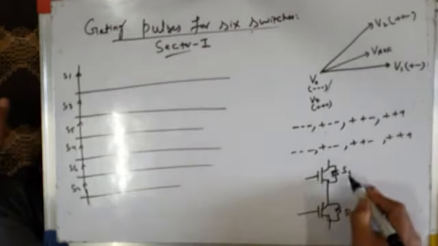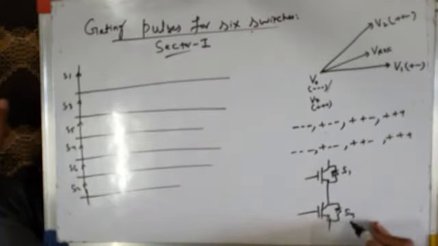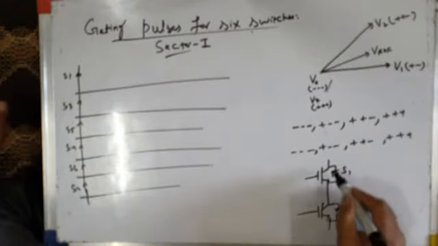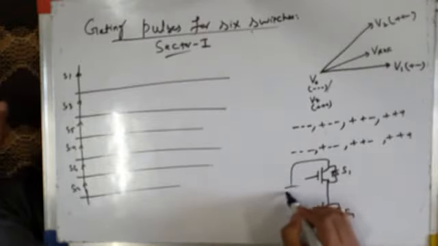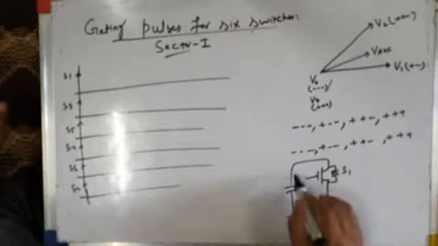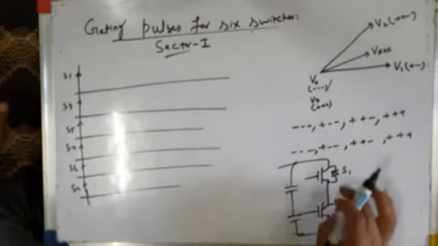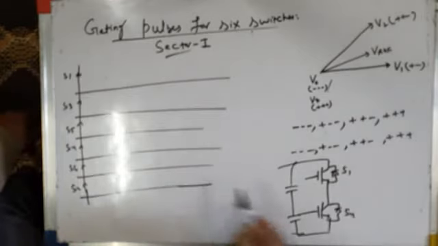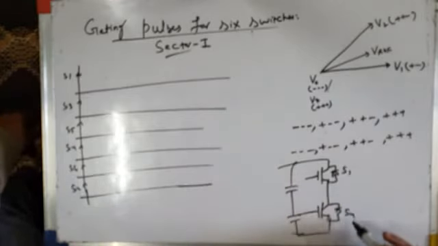When S1 is on, S4 should be off at that time. When S4 is on, S1 should be off at that time. They are complementary. Both should not be on simultaneously, because that will cause a dead short circuit of the DC source if both are simultaneously on. Okay. So if you know the switching pulse pattern of S1, the switching pulse pattern of S4 will be just complementary, the opposite of that of S1.